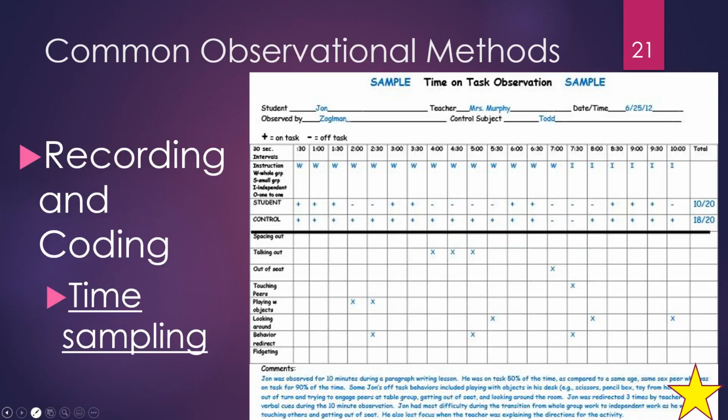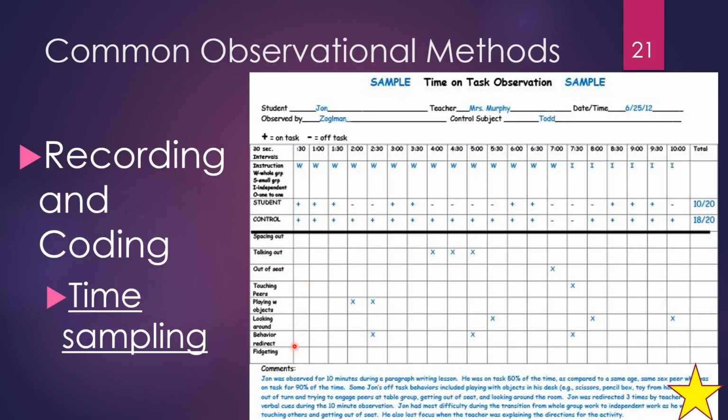In this example here, what we've got is an observation of children in a classroom. You've got criteria on the left. Did the children space out? Did they talk when they weren't supposed to? Did they touch their peers? Did they do all these different things?